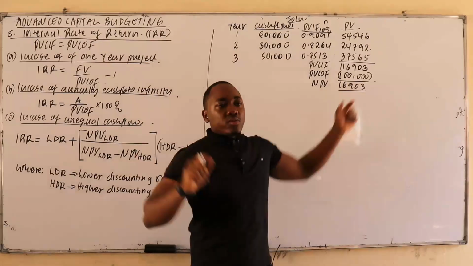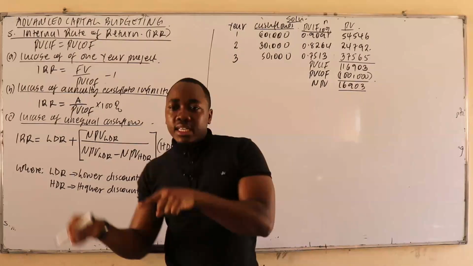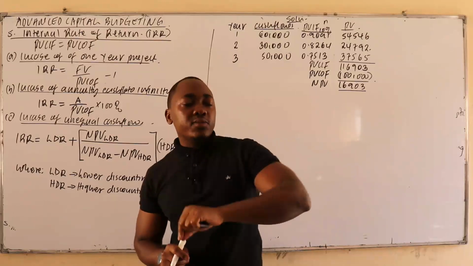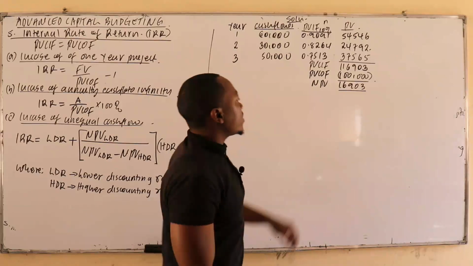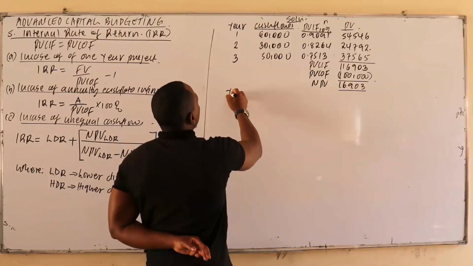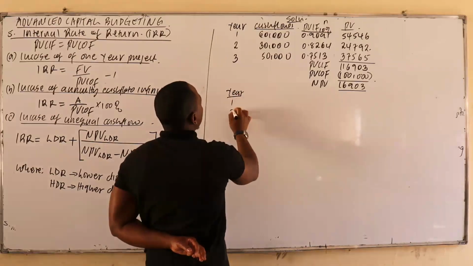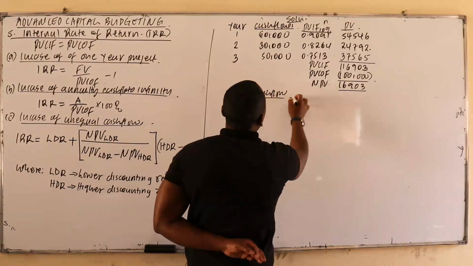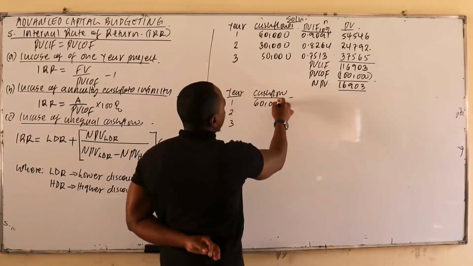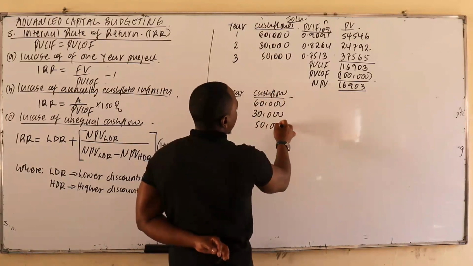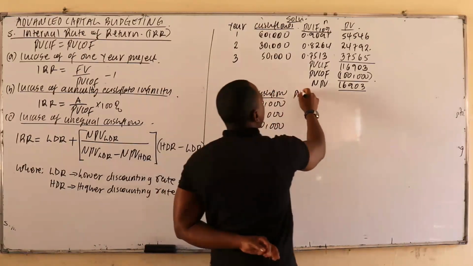If you had gotten a negative, you discount using a lower rate. The objective is to change the NPV from negative to positive. So in this case, we use a higher discounting rate. So we have here years 1, 2, 3, and the cash flows we are discounting now: 60, 30, 50. Now we use the higher rate and the present value interest factor.